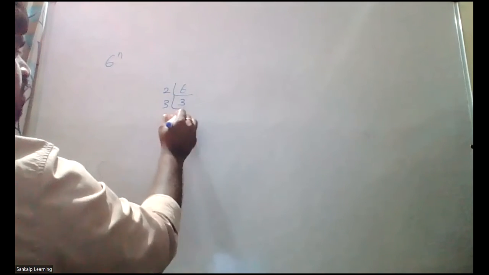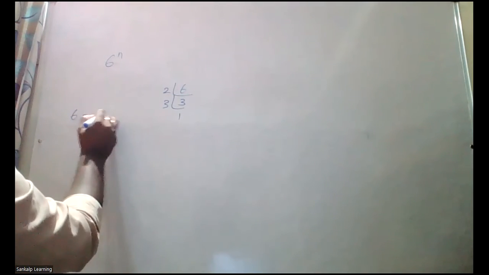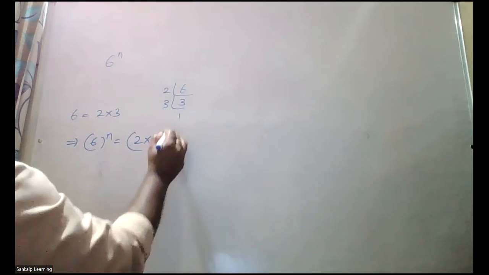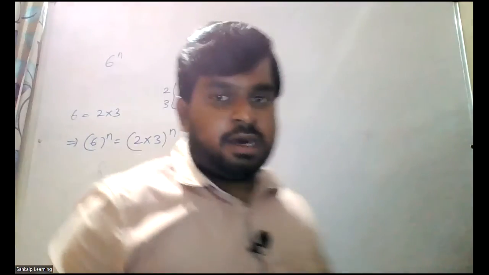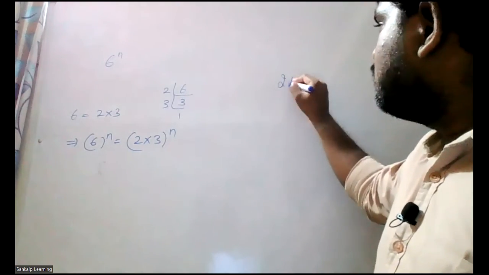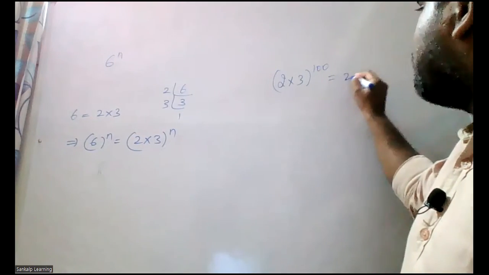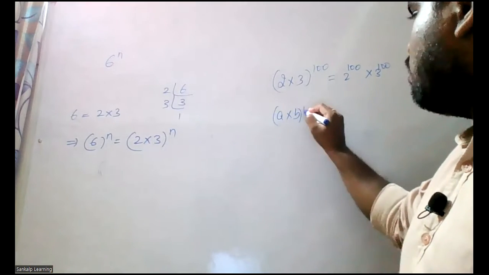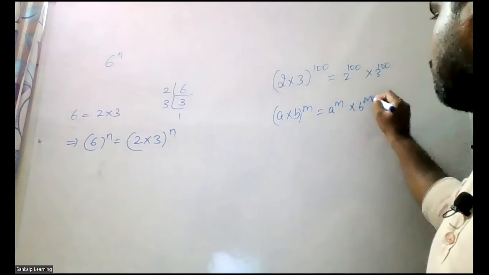Now, forget about this n. Now, let's just prime factorize 6. Prime factorization of 6 is 2 3s are 6, meaning this 6 can be written as 2 into 3, which implies 6 to the power n can be written as 2 into 3 whole to the power n. So here, whatever be the value of n, even if you give 100, you can split it and write it as 2 to the power 100 into 3 to the power 100, isn't it? So the law of exponents, a into b whole to the power m can be written as a to the power m into b to the power m, isn't it?